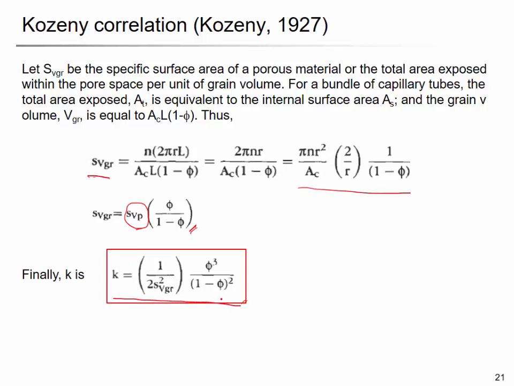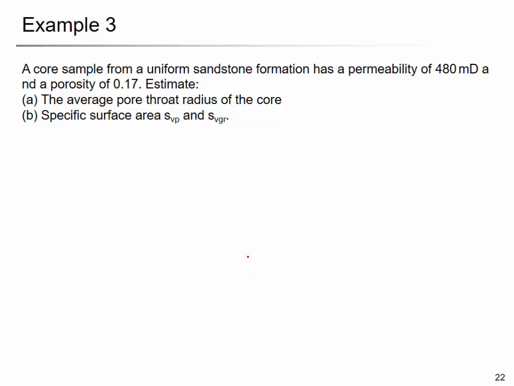So here, the difference is that you define a different specific surface area. Before, it was a specific surface area per unit pore volume. And now this is the specific surface area per unit grain volume, for the solid part. So now it looks familiar to what we have.